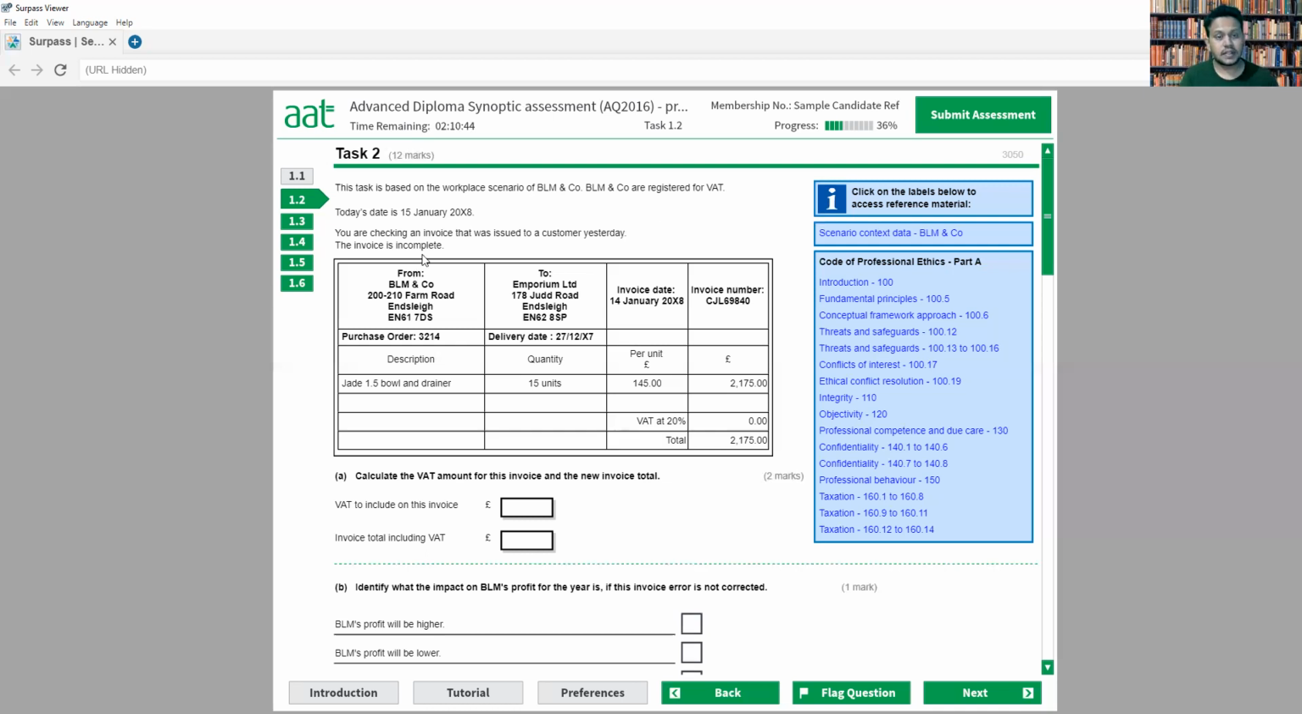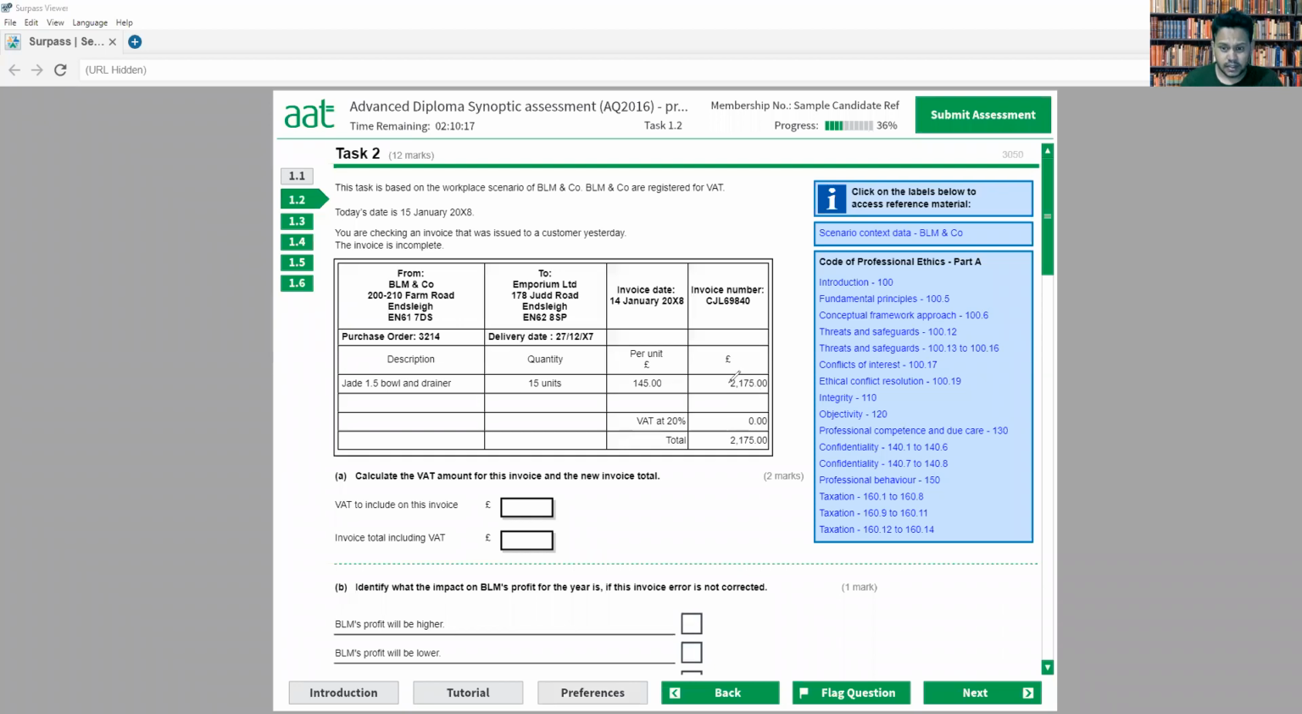Today's date is the 15th of January. You are checking an invoice that was issued to a customer yesterday. The invoice is incomplete. We can see the invoice date, invoice to, from, and invoice number. We can see the VAT 20%, but it is zero, so it cannot be. We have to check how much the VAT is. It has to be 20% on the net amount.